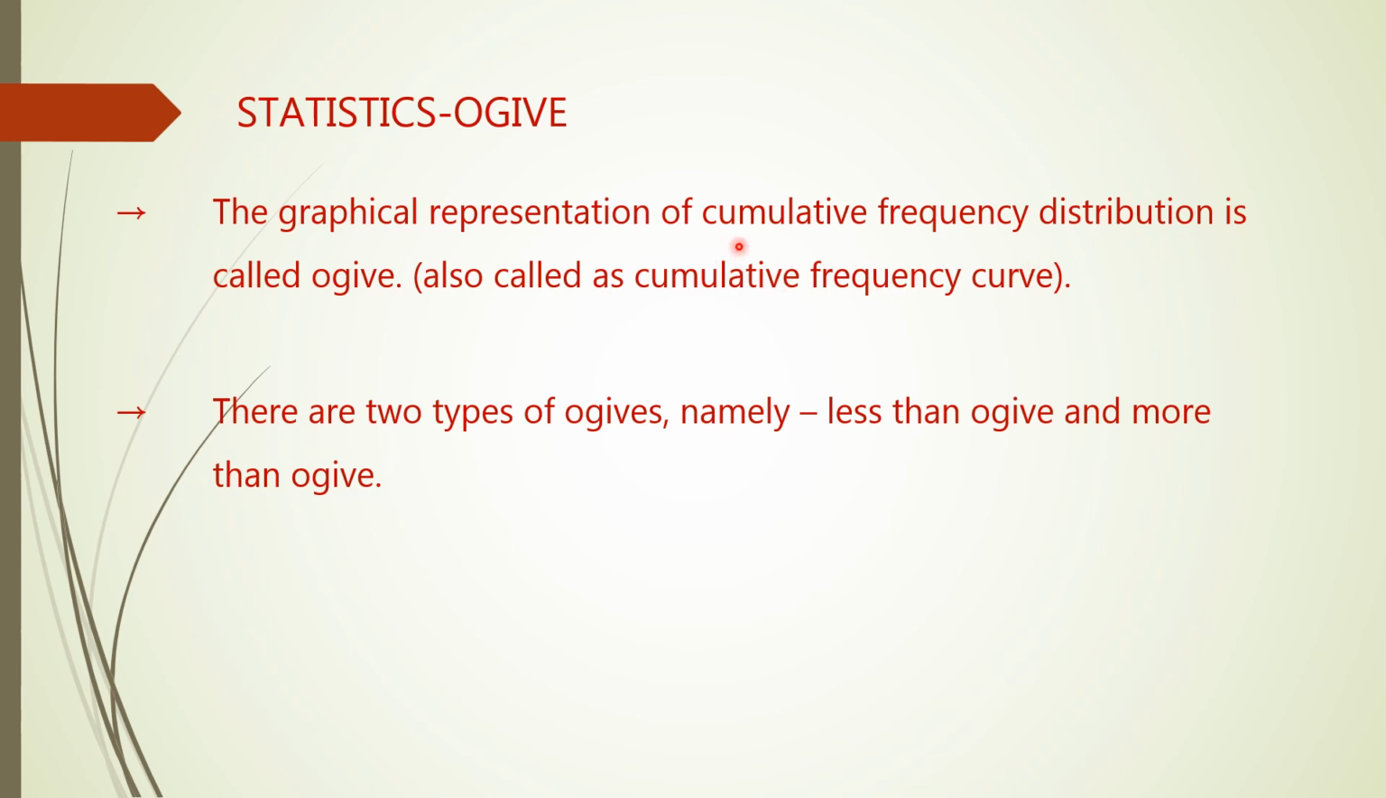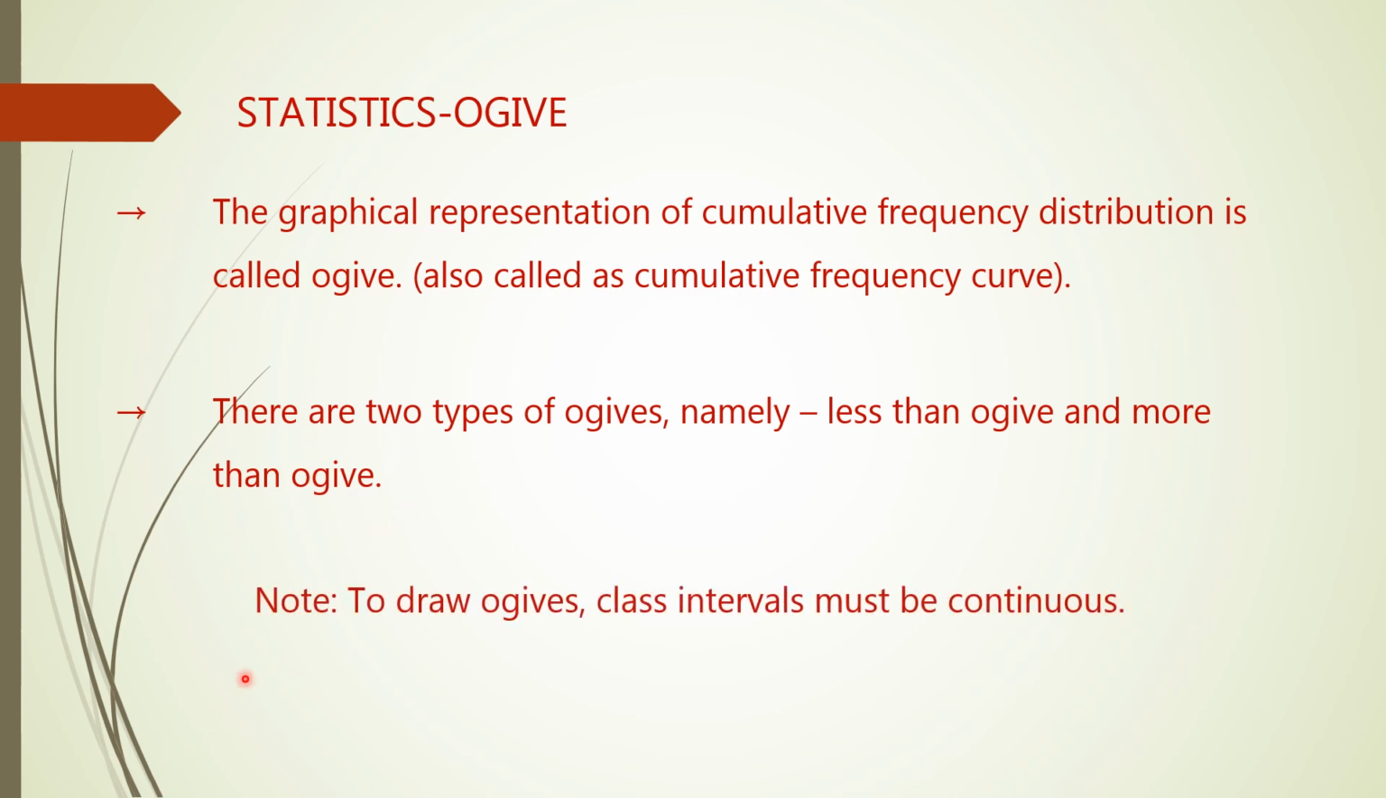As there are two types of cumulative frequency distributions, there are two types of ogives also. The graphical representation of less than cumulative frequency distribution is called less than ogive, and that of more than cumulative frequency distribution is called more than ogive. To draw ogives, class intervals must be continuous.